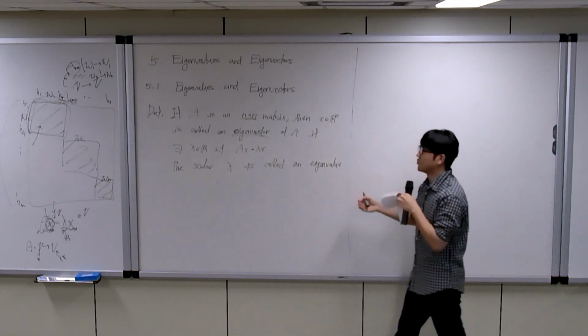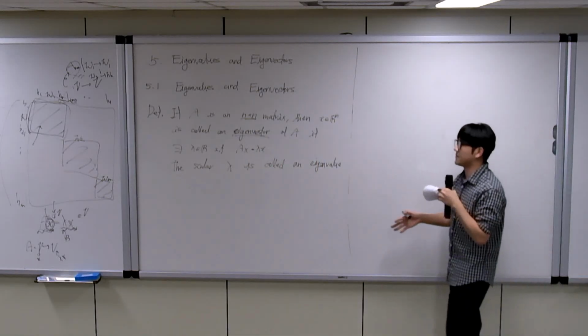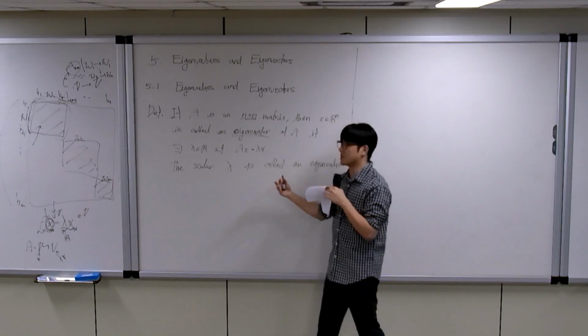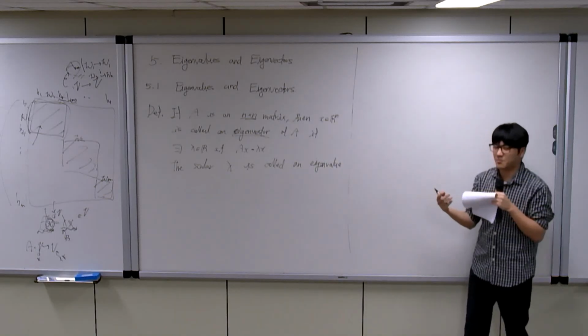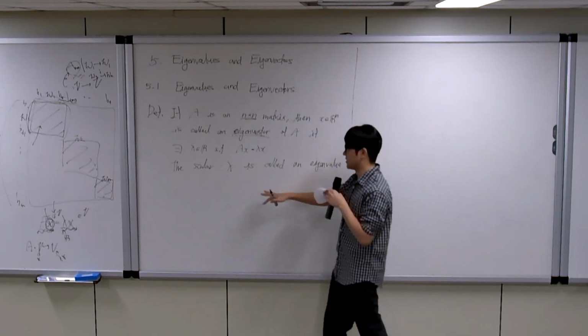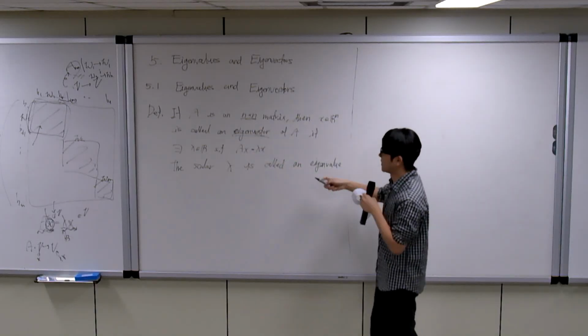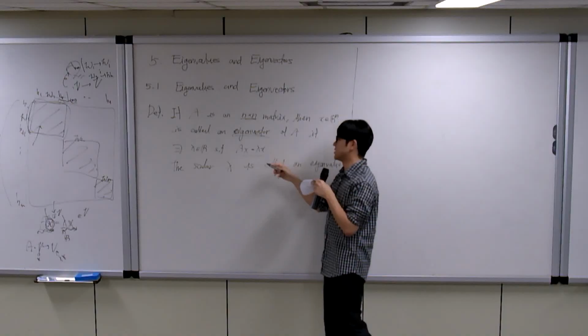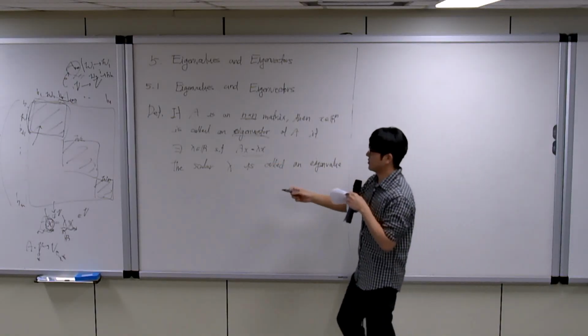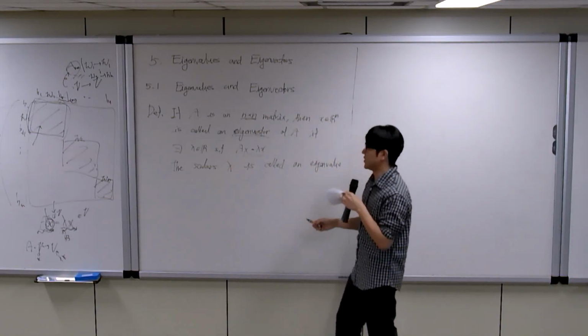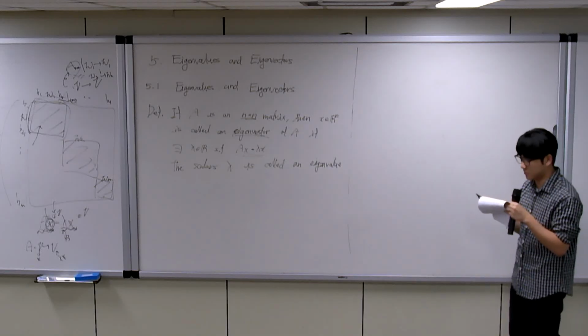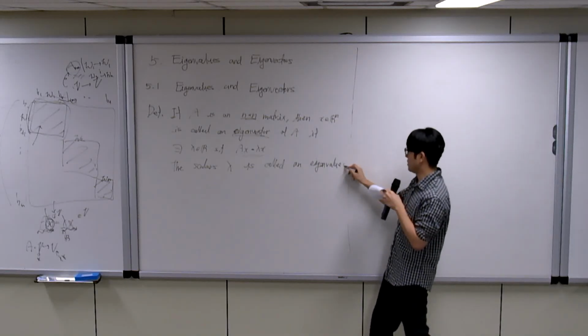Actually, we do not have only one lambda. There is a possibility to have several lambdas, but all these scalars lambda will be called eigenvalues of A.